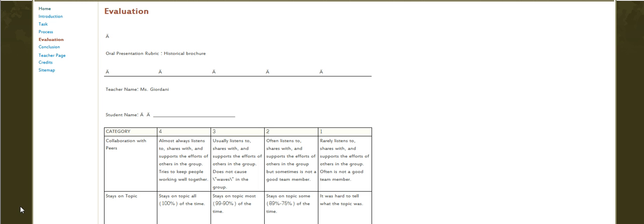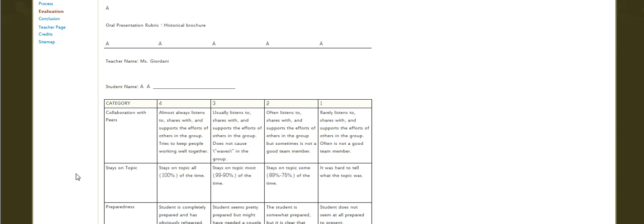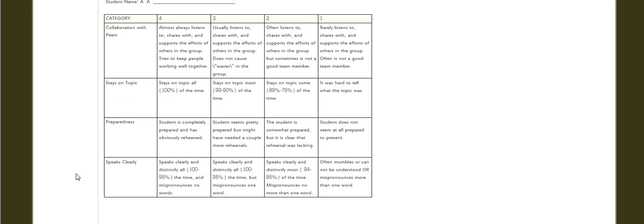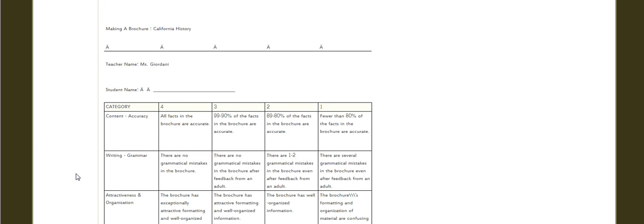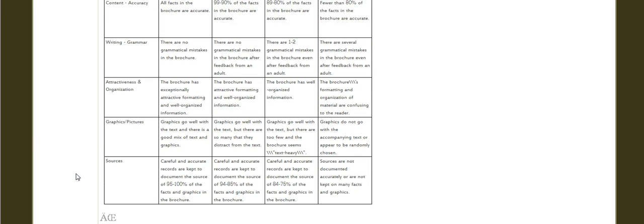For the evaluation page, students will be evaluated on 2 things. They will be evaluated on their oral presentation, and also they will be evaluated on their brochure as a group.